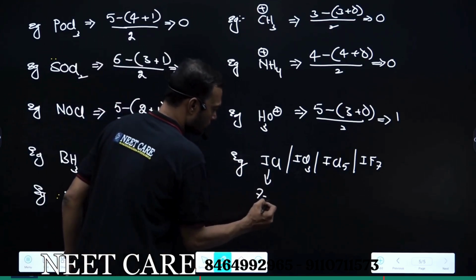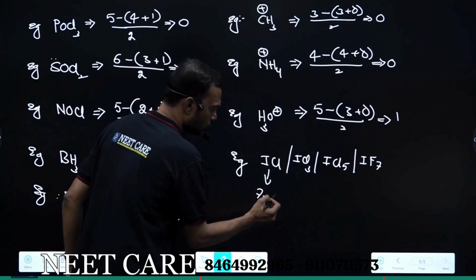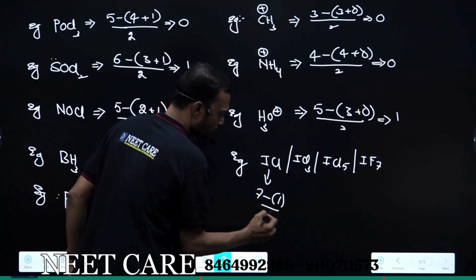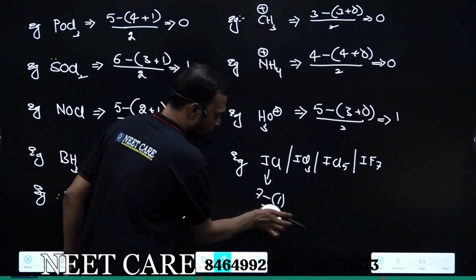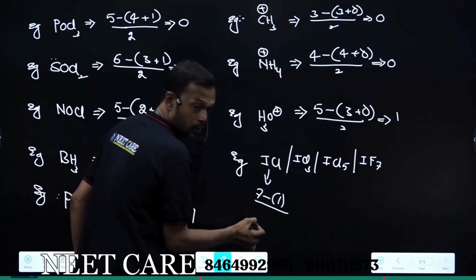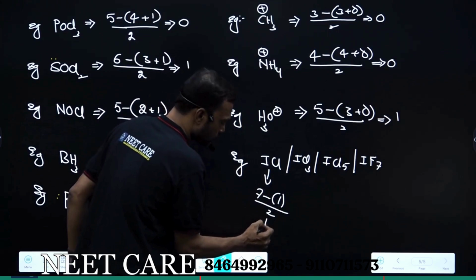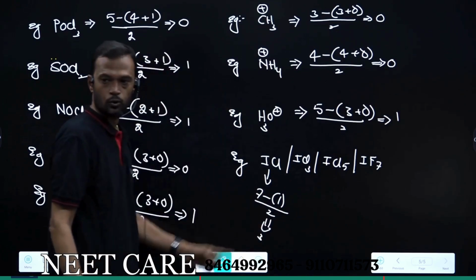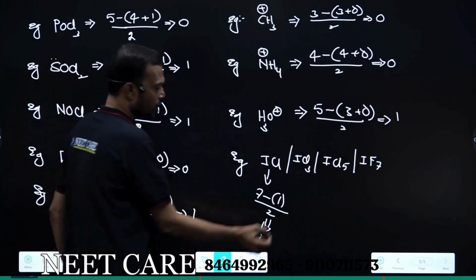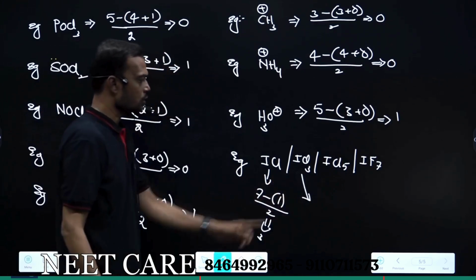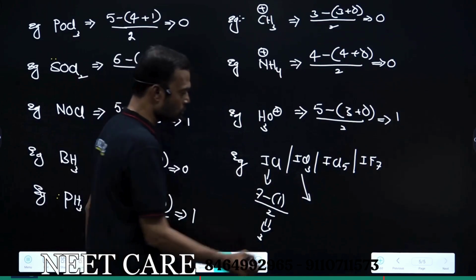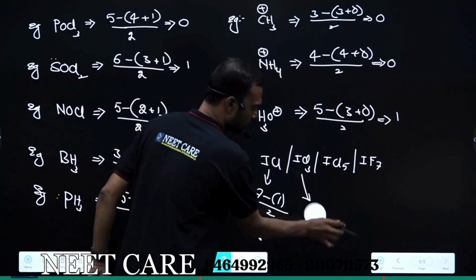7 minus, how many sigma bonds are present? Only 1. There is no pi bond. So 7 minus 1 by 2, 6 by 2. Then what is your answer? The answer is 3. 3 lone pairs. Now in this one, can you calculate? 7 minus 3, 4 by 2. 4 by 2 means how many? That is 2. Like that, directly we can calculate.